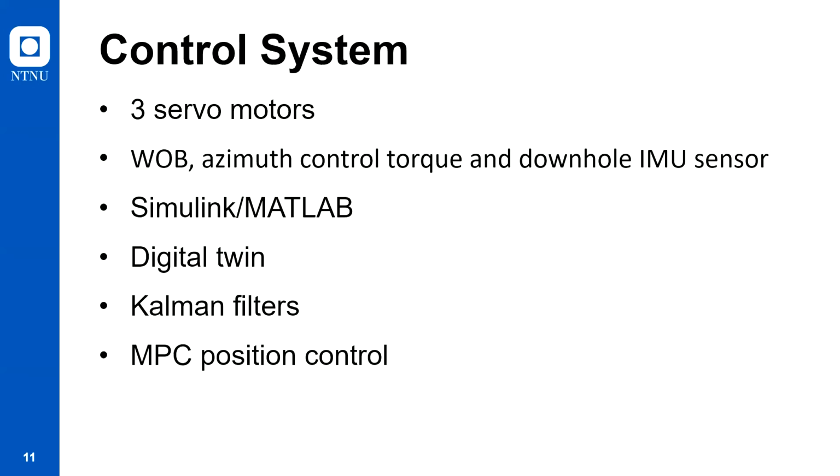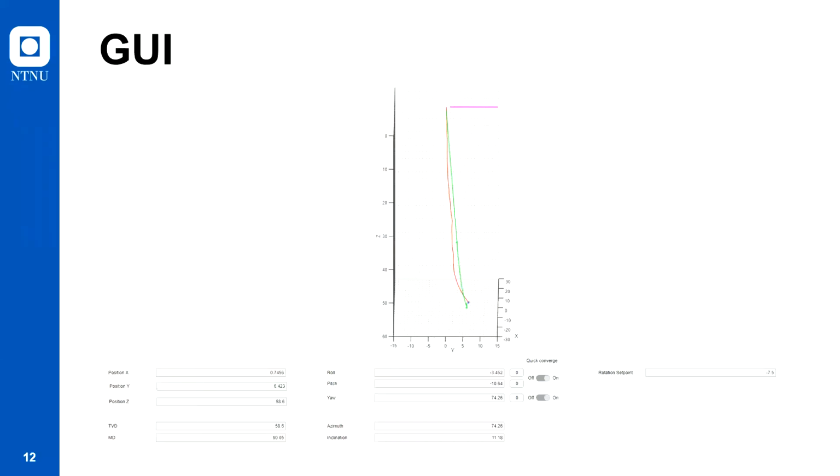MPC, Model Predictive Control, is an advanced method of process control that is used to control a process while satisfying a set of constraints. In our case, it tells the azimuth where in the rock we want to go. The UI is a graphical user interface. It's used to visualize the planned trajectory and what is the real trajectory based on measurements from the downhole sensor and the position model.